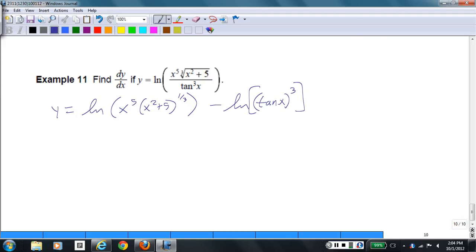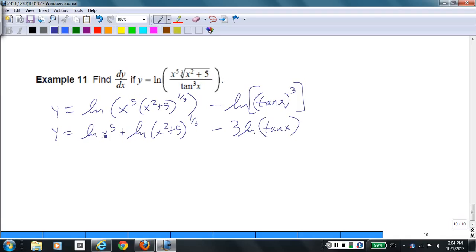So, no derivatives, just log of a quotient equals the difference of the logs. And then we have the log of a product. So we say log of the product equals the sum of the logs, the natural log of x to the 5th plus the natural log of x squared plus 5 to the 1/3. And we could go ahead and do this here. Natural log of the expression raised to a power. What happens to the power? It goes in front, so 3 natural log of tangent x, like that.